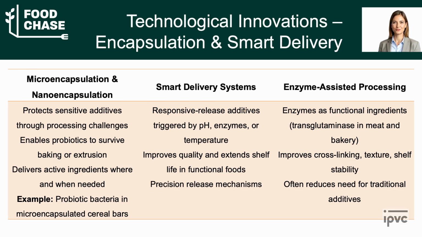Enzymes are increasingly recognized as both functional ingredients and processing aids. Transglutaminase, for example, cross-links proteins in meat and bakery products, improving texture and shelf stability, often replacing chemical additives entirely, supporting the clean label trend.